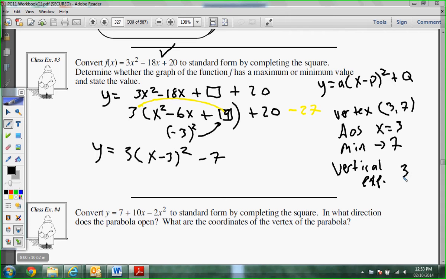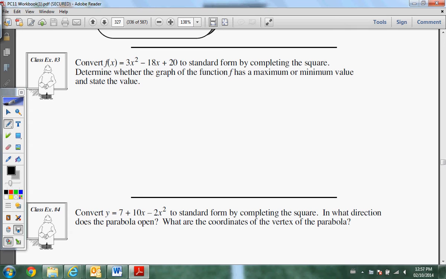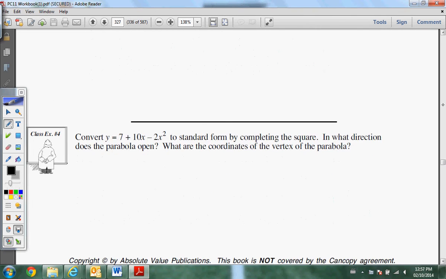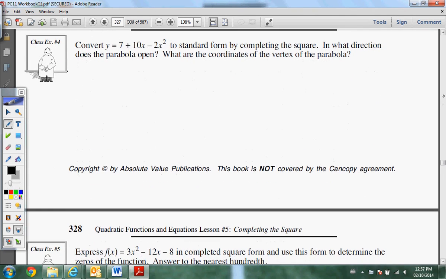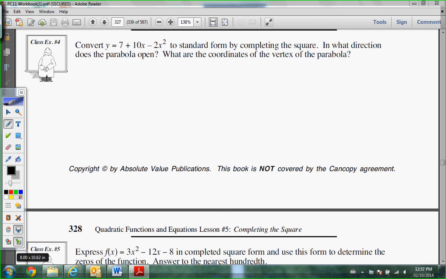Okay, all right, we got 2 more. Okay, so this one says convert to standard form by completing the square. So the first thing, what bugs you about example 4? Yeah, they're all mixed up in the wrong places.